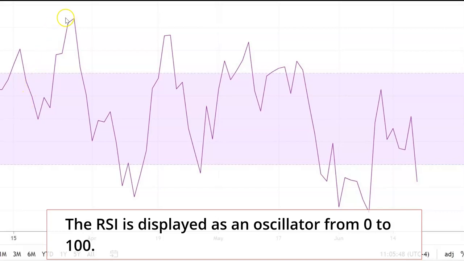The RSI is an oscillator. It oscillates between 0 and 100. When it's below the 30, that's an indication that things are about to reverse. When it's above the 70, it's an indication that maybe there's a reversal in store very soon.